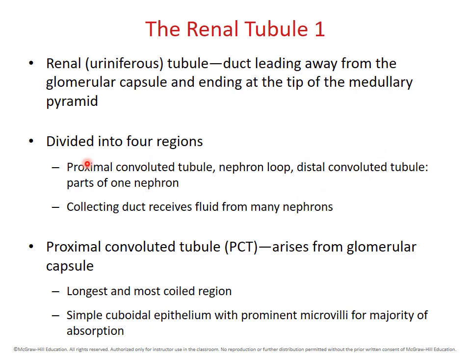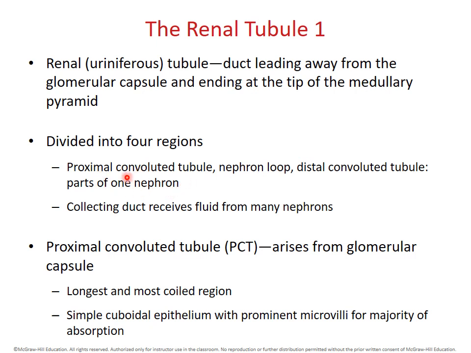So proximal and distal refer to how close we are to the renal corpuscle. The proximal convoluted tubule is the closest part to the renal corpuscle. Distal convoluted tubule is a convoluted portion of the tubule that's farther away from the renal corpuscle. The loop of Henle is in between, of course. And these three parts are a part of a single nephron.